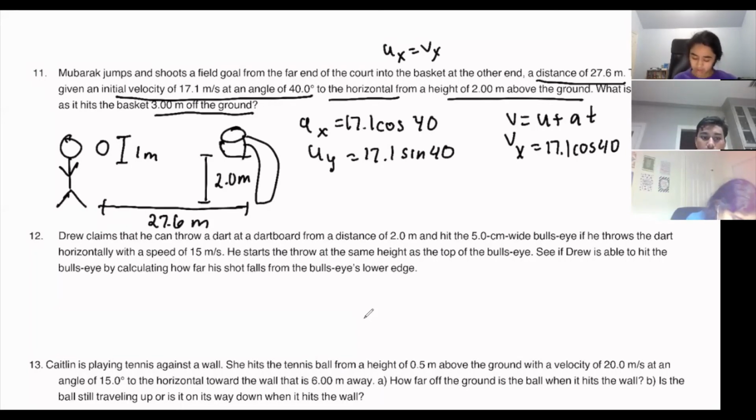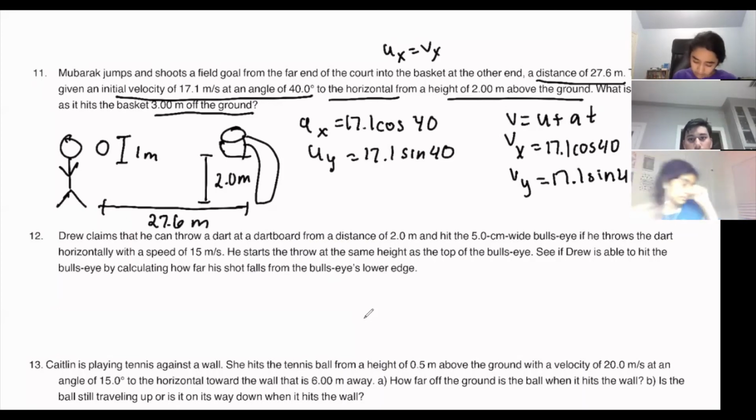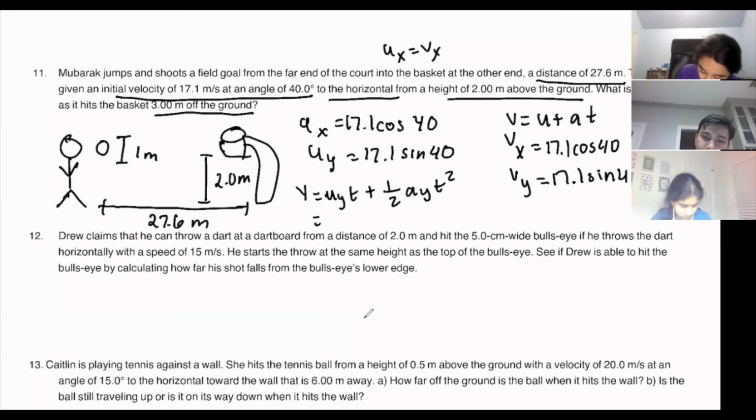We want to find Vy. Okay, so Vy would be Uy plus Ayt. So Uy is 17.1 sine 40, minus 10t. To find t, we have the y value, which is 1. So y equals uyt plus half ayt squared. So 17.1 sine 40t minus 5t squared equals 1. Is that right?